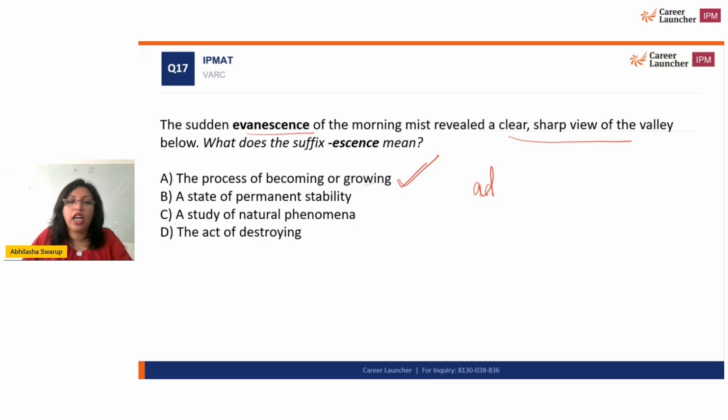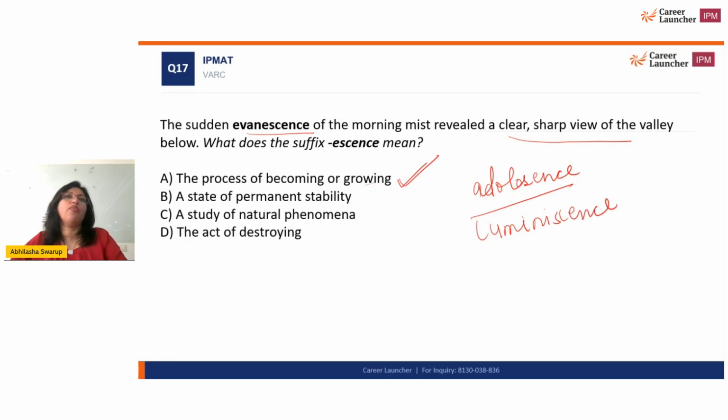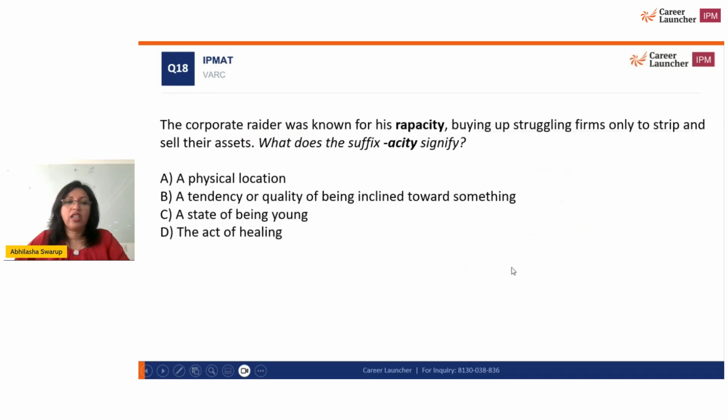For example, adolescence, right? So adolescence, luminescence, so all of these words mean to become something. Luminescence is the process of becoming luminous. Adolescence is the process of becoming an adult. So that.